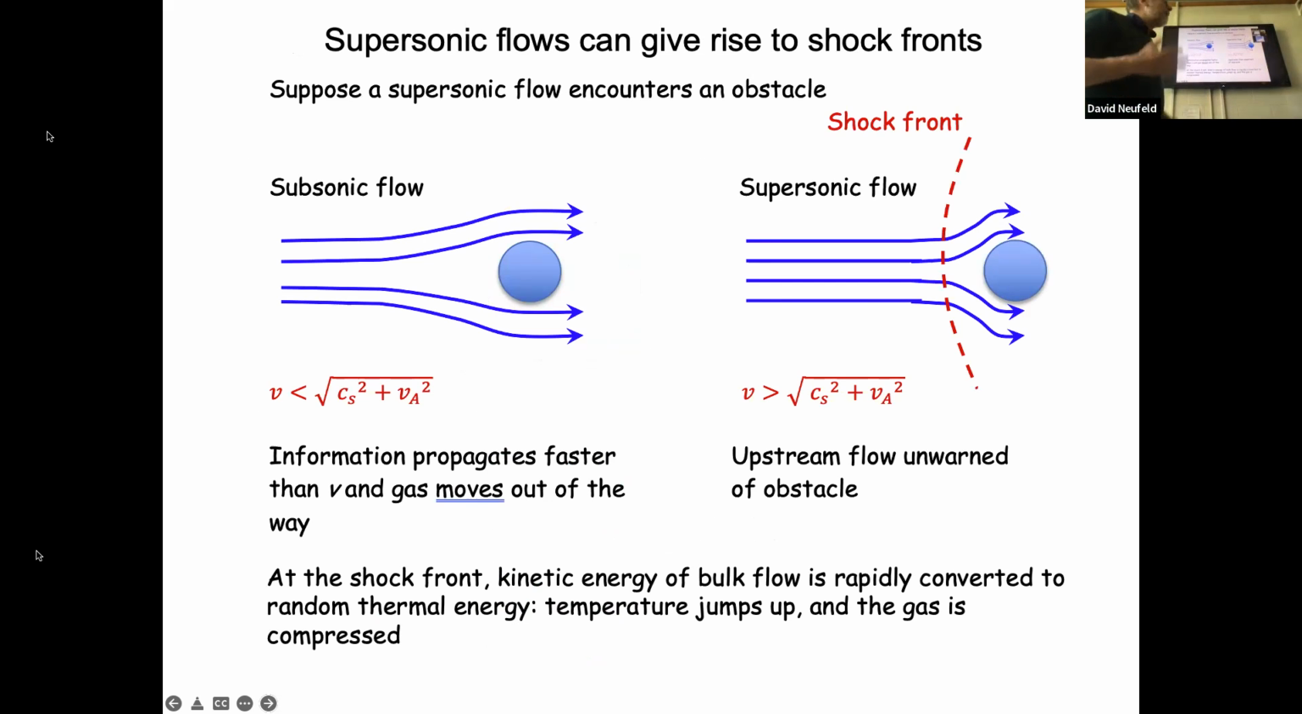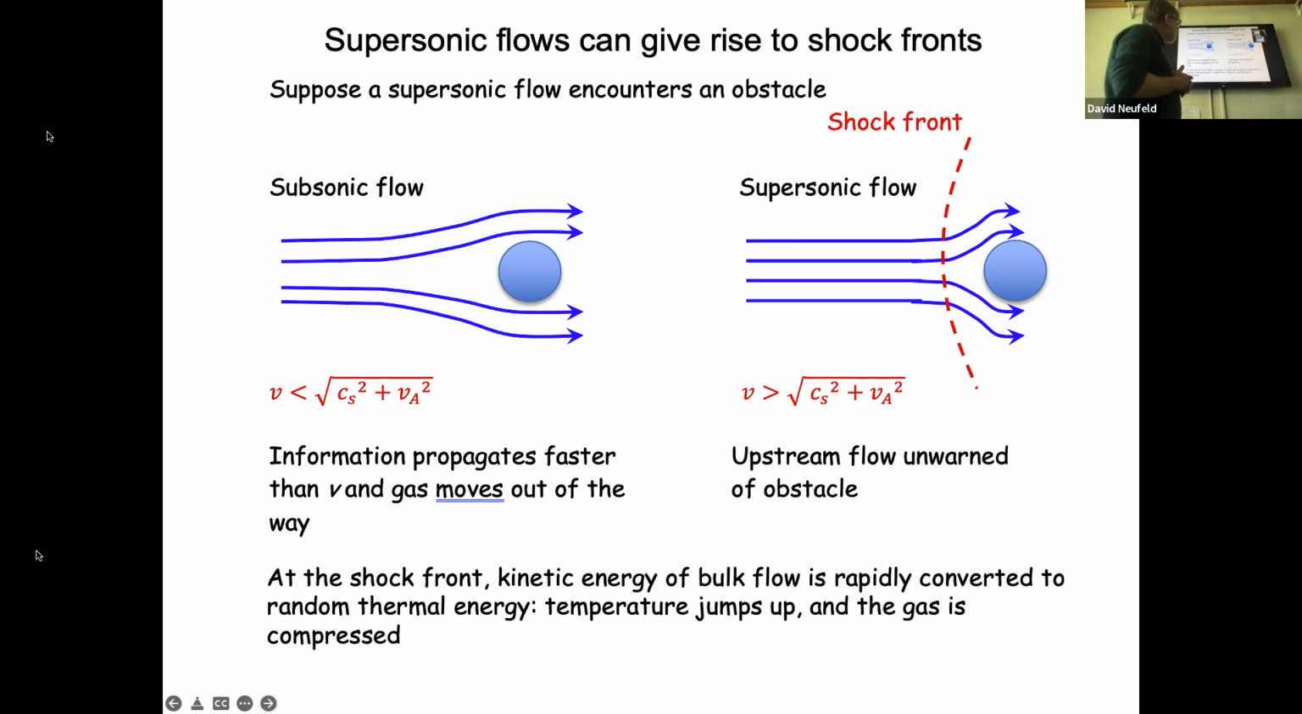So then there's a question: what happens if you have a supersonic flow that encounters an obstacle like a surrounding interstellar gas cloud? Well, if the flow is subsonic, then the gas can move around the obstacle, because it's possible for pressure gradients to propagate upstream so that the gas can be told to move out of the way, there's an obstacle coming. It'll set up an appropriate pressure gradient to have the flow diverted.